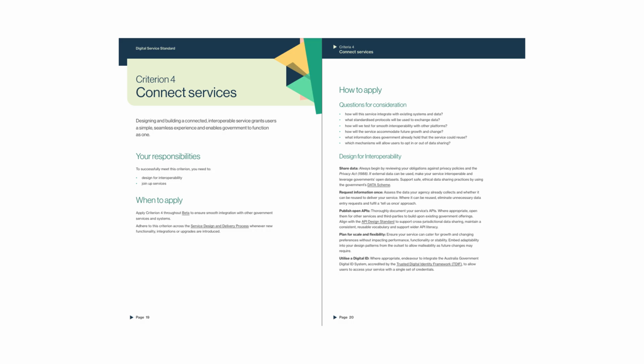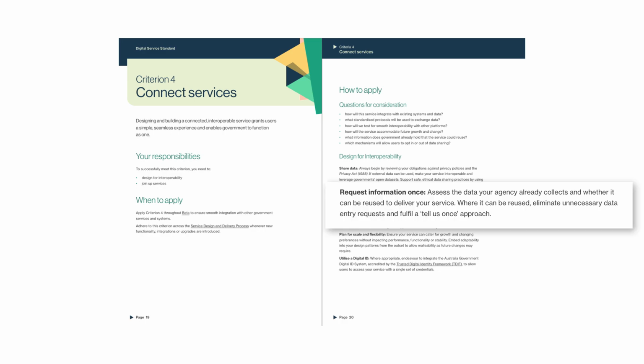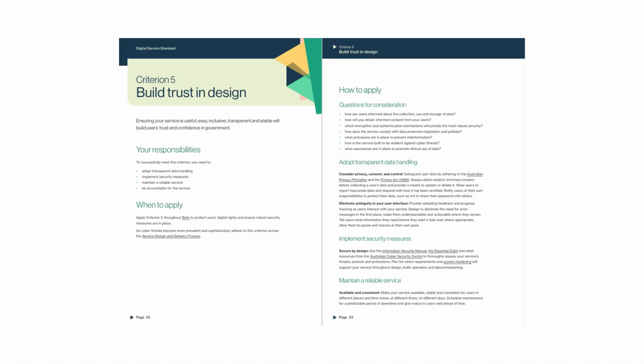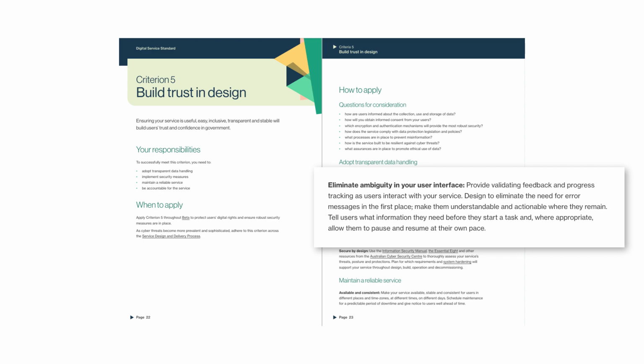Criteria 4, connect services. Designed for easy connection between government services, if a user is requested to log in across many connected services, consolidate those logins as much as possible. People can experience reduced cognitive load if they're required to repeat the same actions multiple times. Criteria 5. Build trust in design. Eliminate ambiguity in your service and provide appropriate validation, feedback, progress tracking, and provide information a user needs up front. Ensure error messages are understandable and appropriate. These are all good accessibility principles to follow for inclusive design.